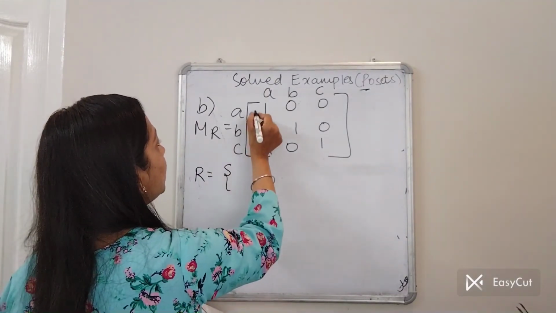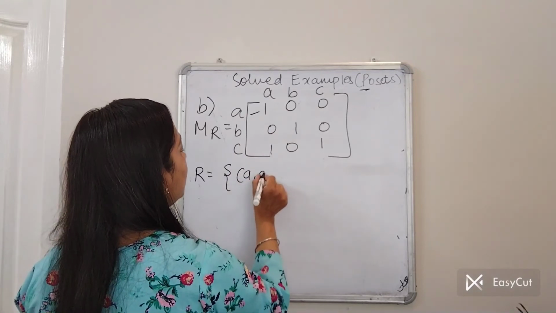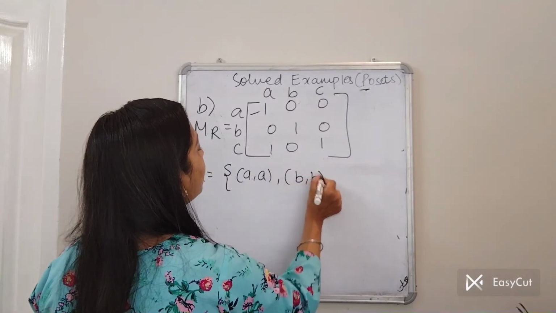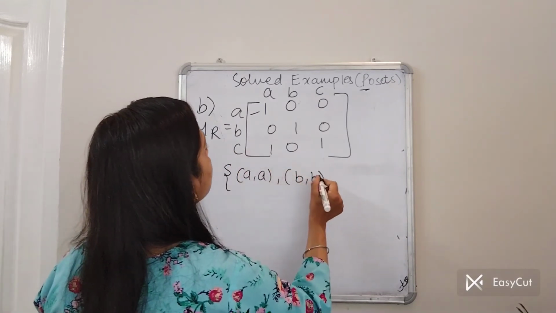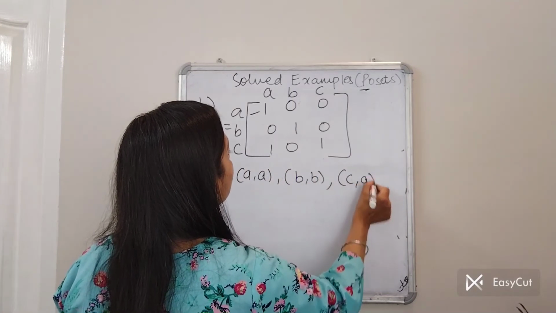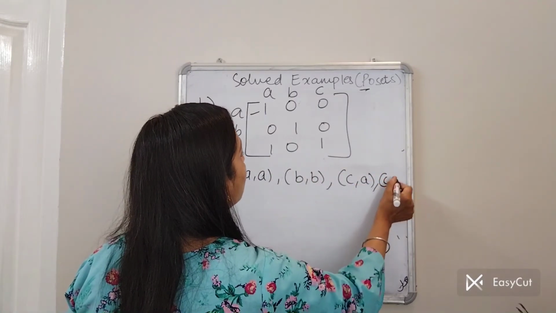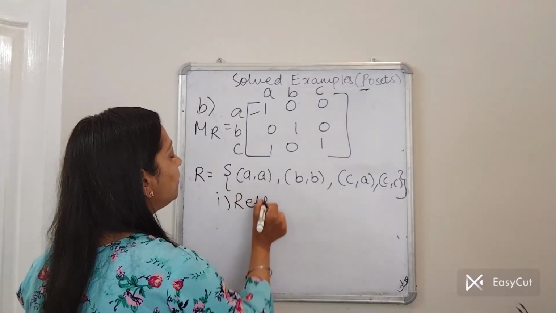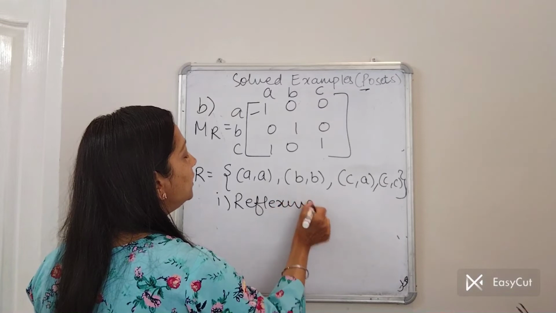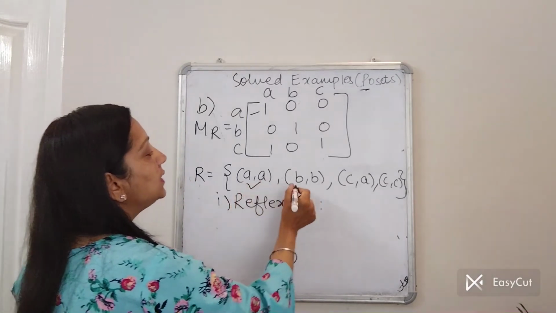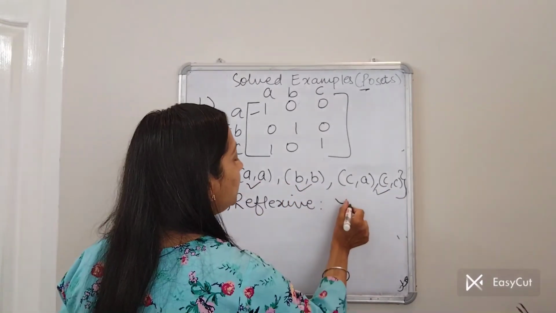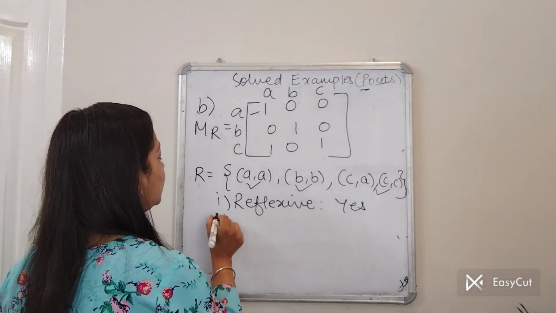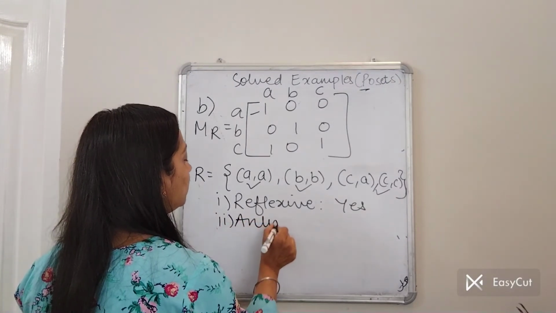So the relation is A comma A, then B comma B, then C comma A, and then C comma C. I can clearly see that this relation is reflexive because I have all the elements in the form A comma A: A comma A is here, B comma B is here, and C comma C is here. So this relation is reflexive. Now let's see if it is antisymmetric or not.